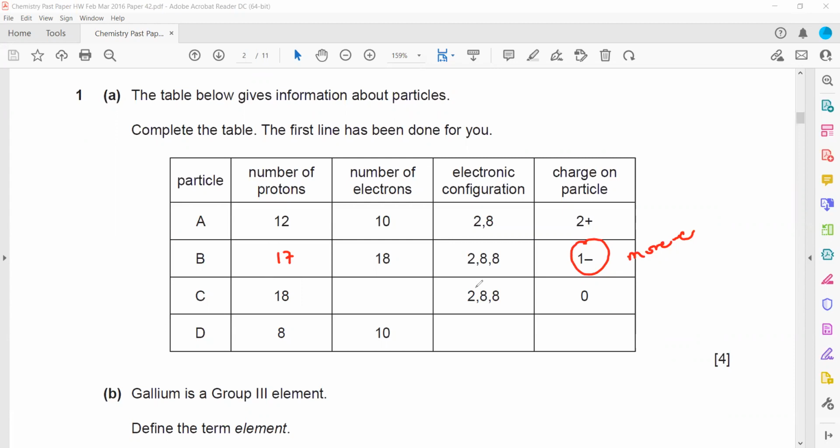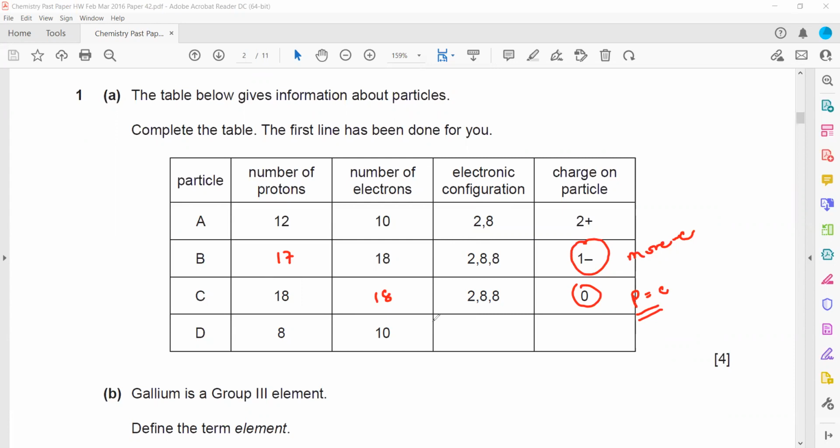And the number of protons and electrons are given. Electronic configuration means how electrons are arranged. So we have to arrange 10 electrons. In the first shell we will have 2, and the second shell will have 8. Then the charge on the particle: how to identify the charge on the particle?